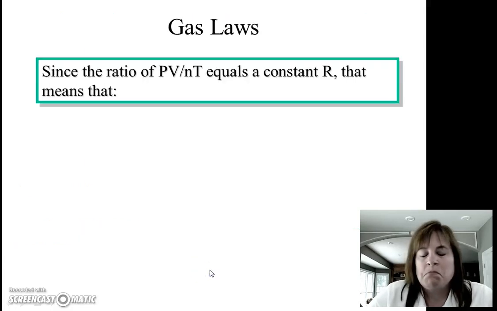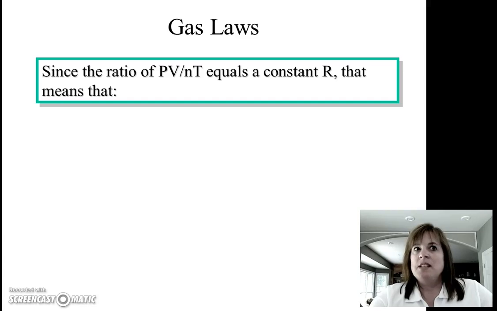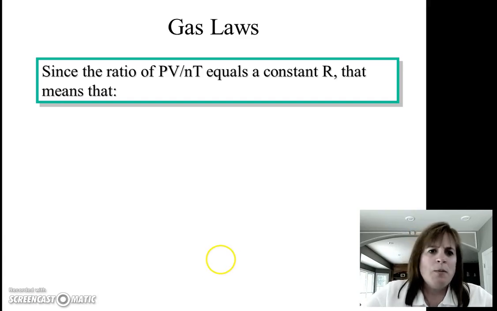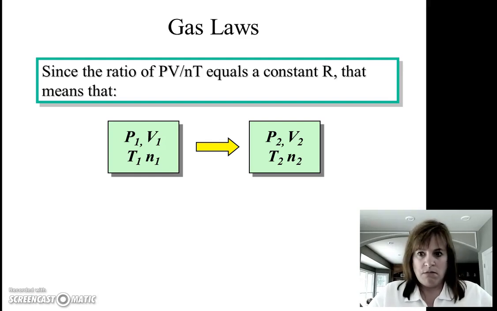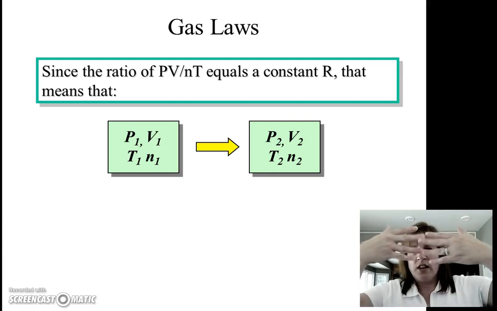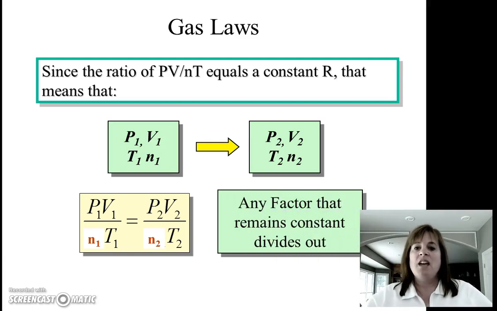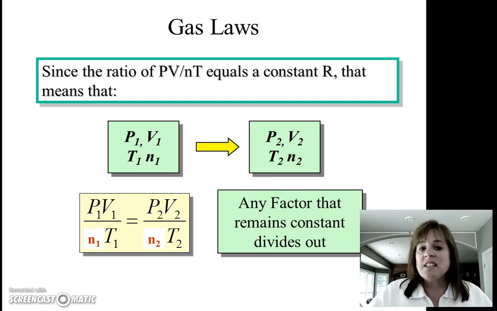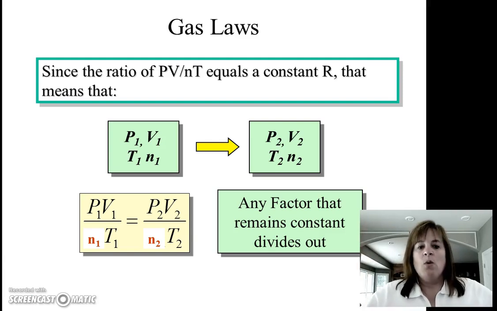Now, since PV over nT is equal to this constant, the gas constant, that means that the pressure, volume, amount, and temperature at one condition has to equal the pressure, volume, amount, and temperature at another condition, right? So we could set these two things equal to each other and get rid of the ideal gas law completely, and we get this. And any factor that remains constant when we're doing some calculations just divides out. So we get rid of the amount and we have the combined gas law.